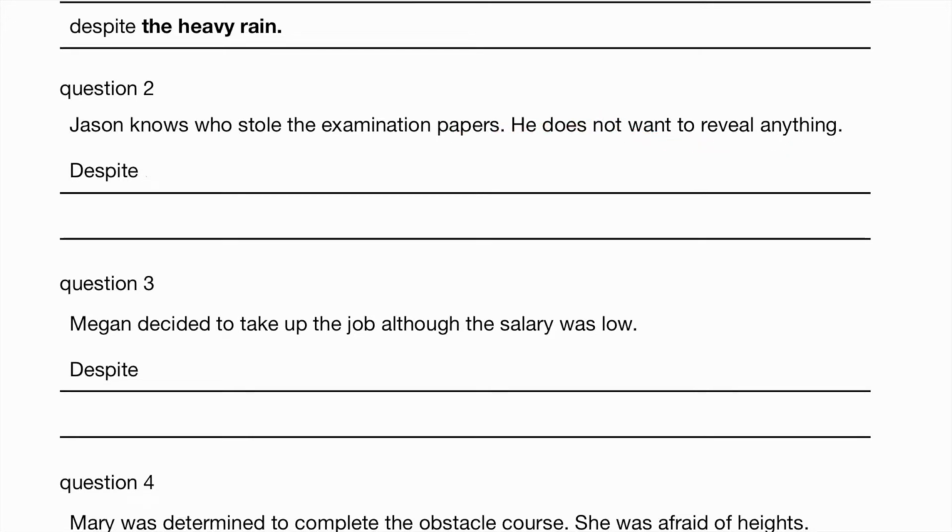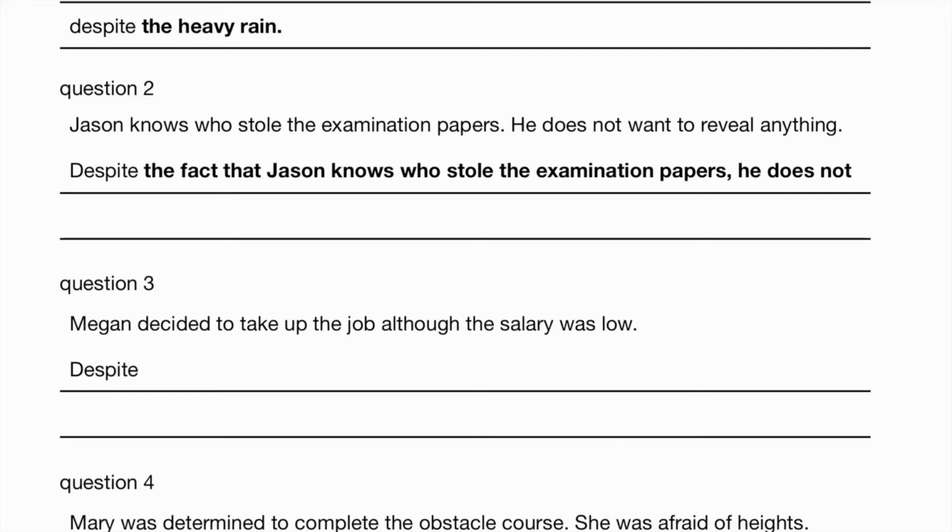Well, let's go. Despite the fact that Jason knows who stole the examination papers, he does not want to review anything. Alternatively, you can say, despite knowing, ing, despite knowing who stole the examination papers, comma, do not write he, Jason does not want to review anything.